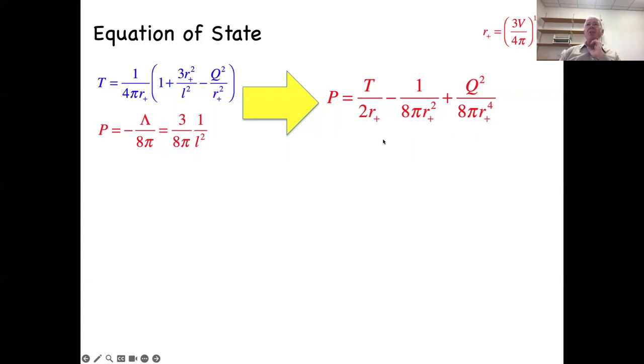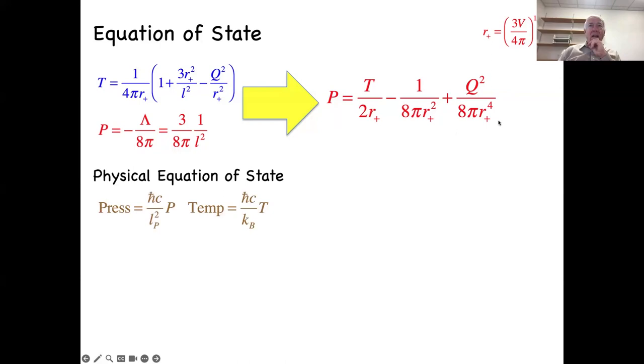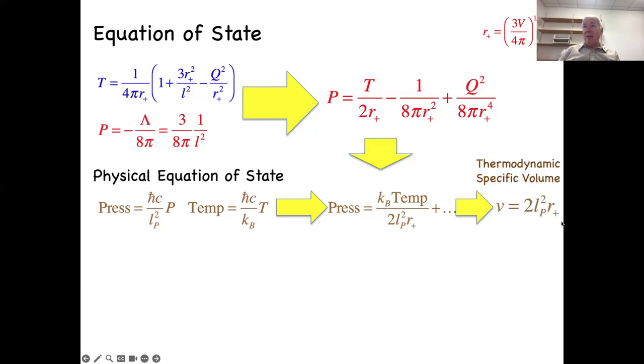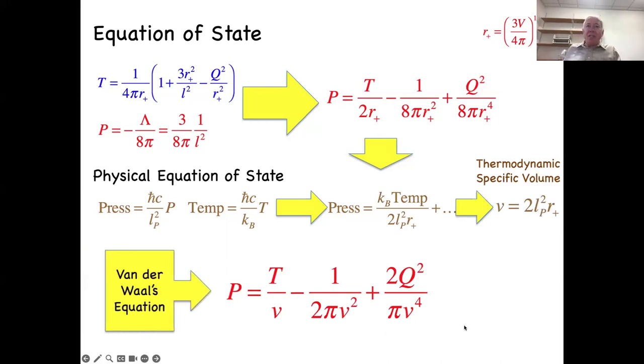And if you look at this as a function of r plus, this is a term that grows positively for small r plus, negatively for small r plus, and then more positively for small r plus. If I rewrite this, putting in units of h bar and Boltzmann constant and the speed of light and so on, then I find that the pressure is k_B T over 2 pi over 2 L Planck squared r plus, which again suggests that this quantity should be regarded as the specific volume. And therefore, we tend to work in those terms, and we obtain this, which is the van der Waals equation for the black hole.